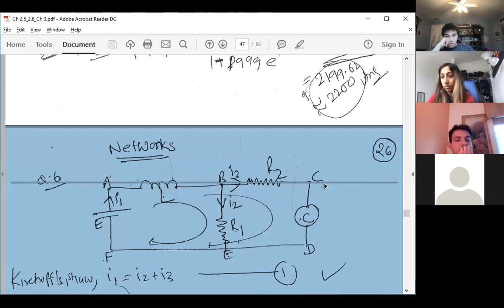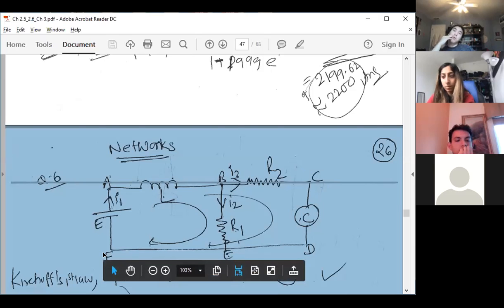You can say C1 here. This capacitor C will remain as it is. You can say C1, or you can say A, B, D, E, F, G. It's up to you, your choice. But don't say C, say C1 or something like that.